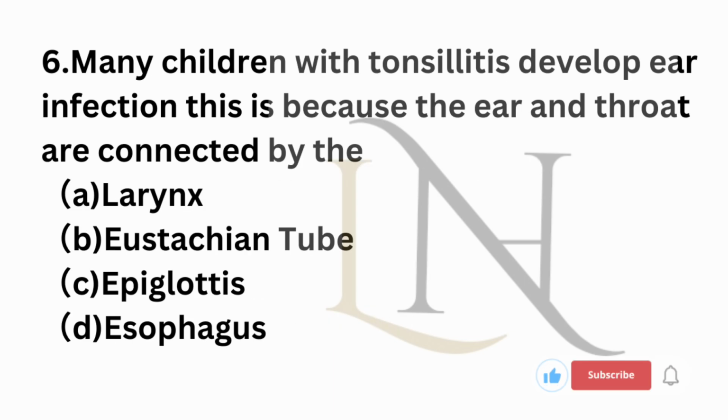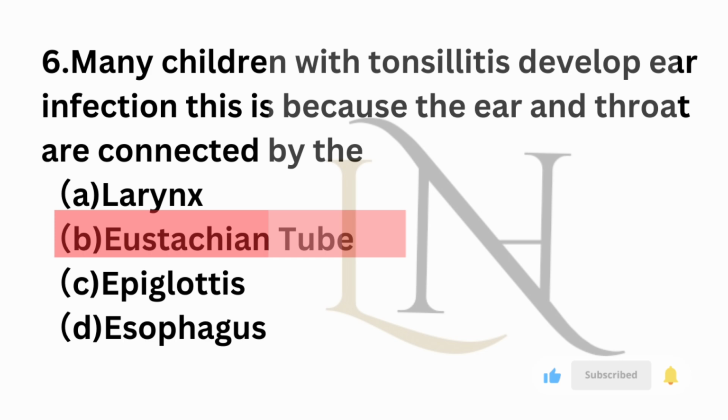Many children with tonsillitis develop ear infection. This is because the ear and throat are connected by: option A, larynx; option B, Eustachian tube; option C, epiglottitis; option D, esophagus. Correct answer: option B, Eustachian tube. Next question.